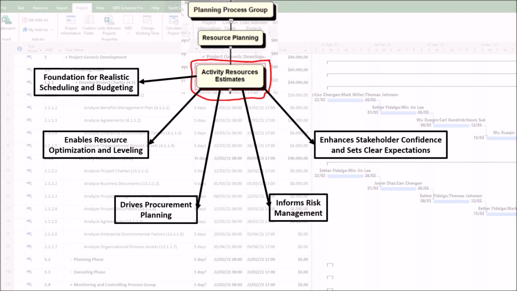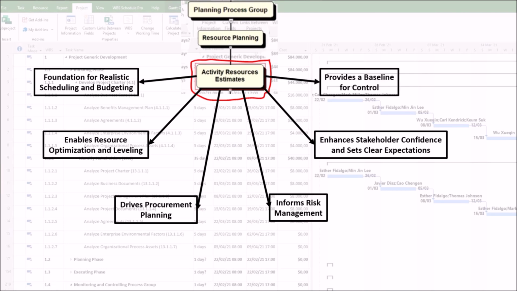5. Enhances stakeholder confidence and sets clear expectations. A project plan with a well-researched resource estimate demonstrates professionalism and credibility. It shows stakeholders that you have thought through the how and provides a clear basis for the requested budget and timeline. It also sets clear expectations for team members about what they will be working with.